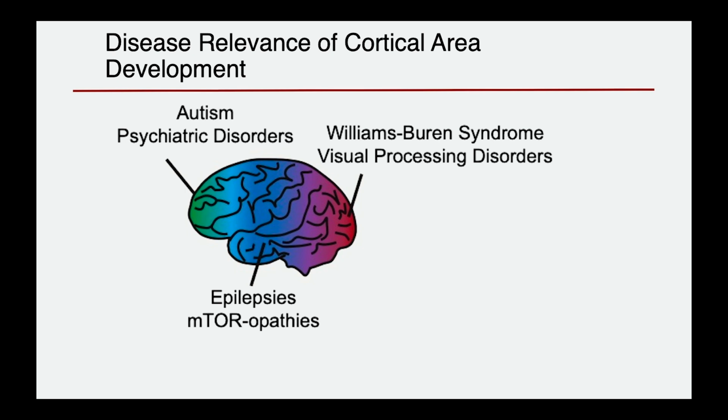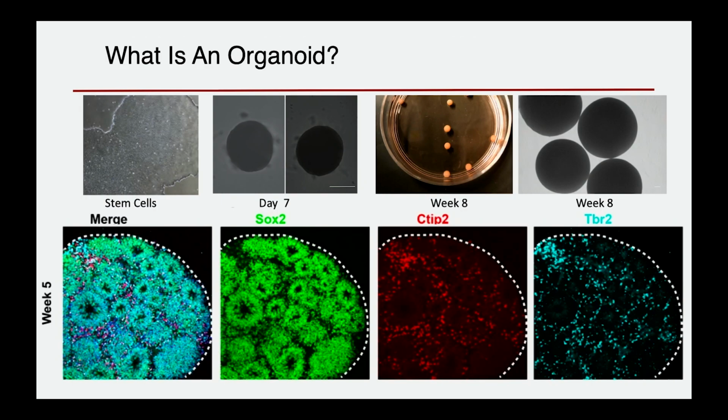And this is something that we think can be studied using stem cell-derived models of the developing human brain. So for anyone who is unfamiliar, what is an organoid? An organoid is a stem cell-derived model of a tissue. In this case, we model the cortex. And if you look at the stem cells in a colony, this is generally what they look like. And what we do is we dissociate them and aggregate them in the presence of small molecules that basically make these balls within 7 days.